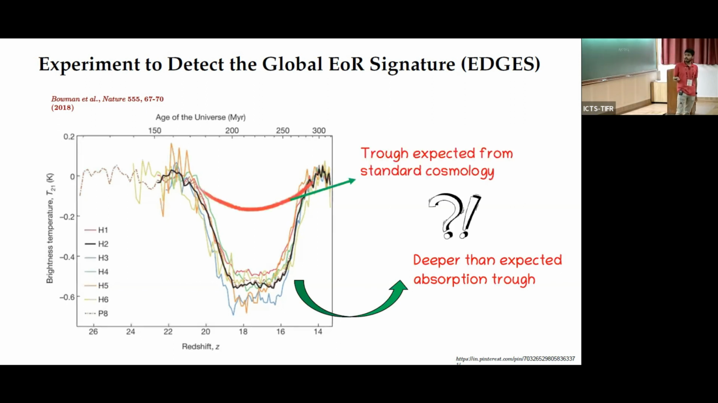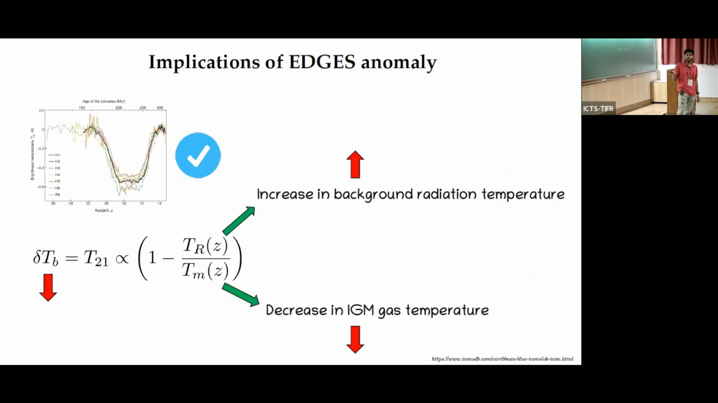So just to guide your eye, this red curve is something that you expect from cosmology, but what EDGES saw is much deeper. So the question is, how do you explain the EDGES signal? So here the basic idea is that if we just go back to the expression of differential brightness temperature, we have 2 quantities. This is the background temperature TR, and we have the gas temperature TM. So what you can do is that either you increase this TR and keep this TM fixed, that will decrease your delta TB, or you keep your TR fixed and decrease your TM or gas temperature, then also you have a decrease in the delta TB. So in either of these 2 scenarios, you can explain this EDGES signal.